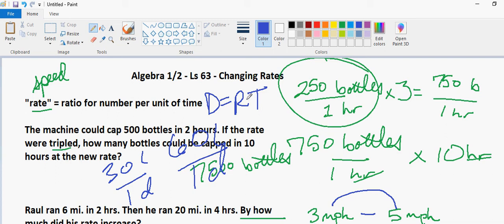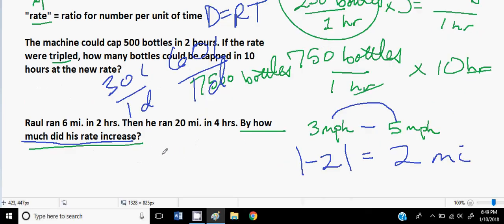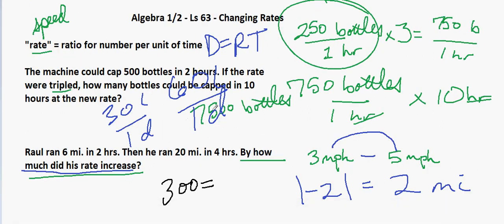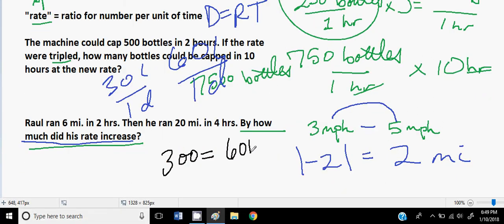What's the distance? They're asking about 300 leagues. So 300 equals rate times time. The new rate was 60 leagues per day, I guess we could do, LPD. At 60 leagues per day, and then we don't know the time. So we divide both sides by 60.